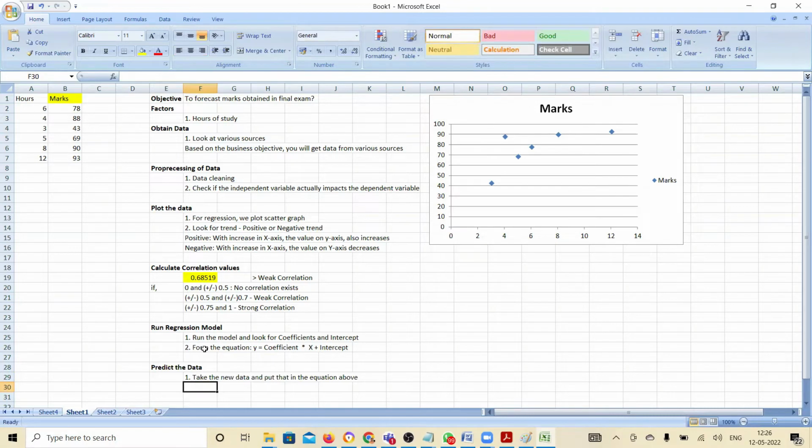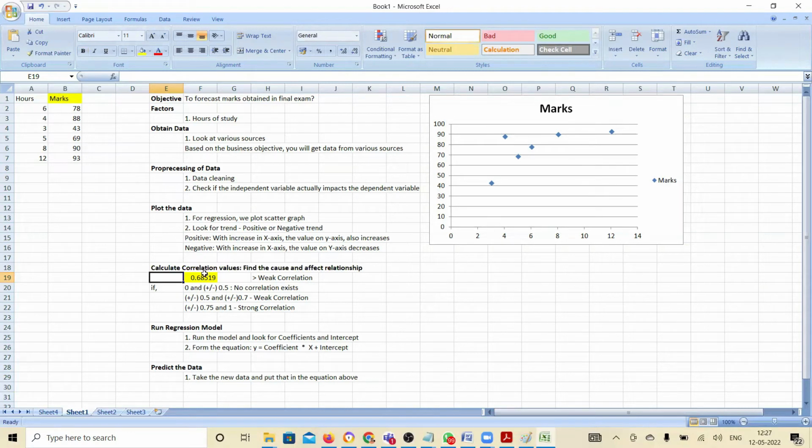Okay, find the factors, obtain the data, process the data, make it data ready for the analysis. That data could be missing, data could be wrong, so you are fixing it. Then you are plotting the graph. So in regression case, you are plotting the scatter plot. Then you are finding the correlation values to see the cause and effect relationship. Okay, so why do we do the correlation values? To find the cause and effect relationship. Is it really getting affected by the marks? Is it really getting affected by the hours of study?